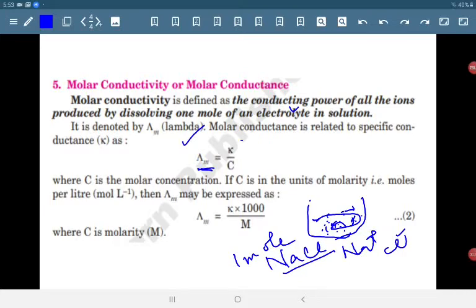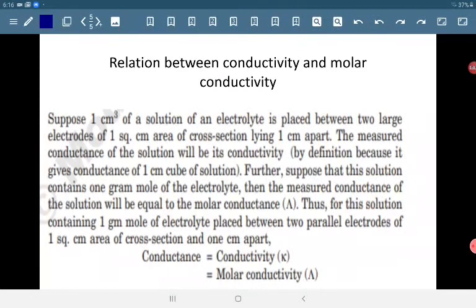This is equal to conductivity upon C, where C is the molar concentration. If C is in units of molarity, that is moles per liter, then it may be expressed as kappa into 1000 upon capital M, where C is replaced by M, molarity. Now the relation between conductivity and molar conductivity: conductivity is also called specific conductance or sometimes specific conductivity. Like I told you, it is denoted by small k or kappa, and molar conductivity is lambda m.